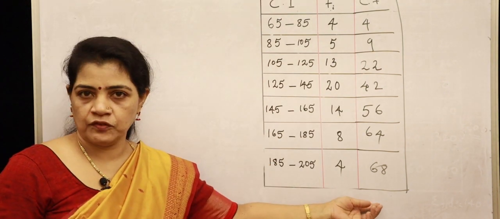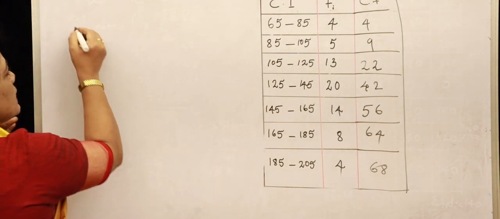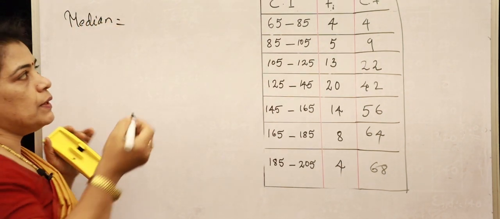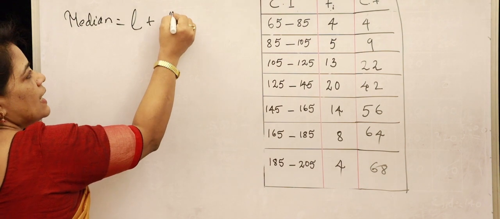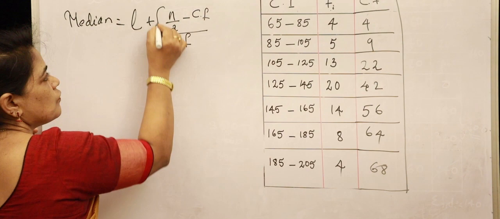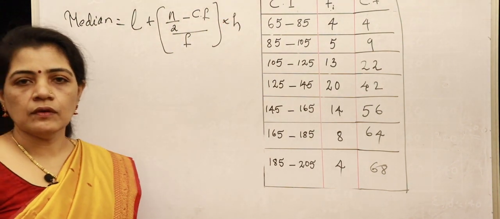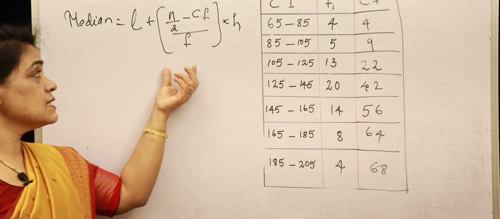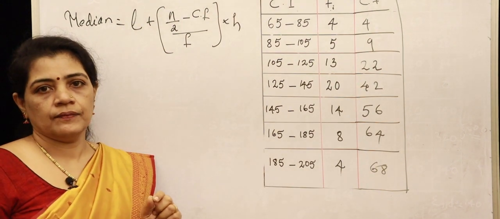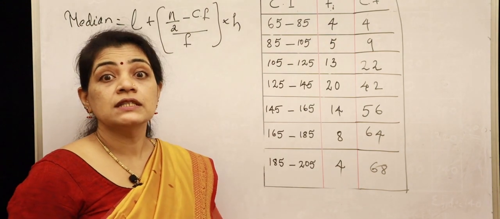After getting this cumulative frequency, we can write down the formula for the median. Median is equal to L plus (n by 2 minus CF) divided by f, into h. I will explain what all this indicates. Here L is nothing but the lower limit of the median class. Here n by 2, n by 2 is half of sigma fi.